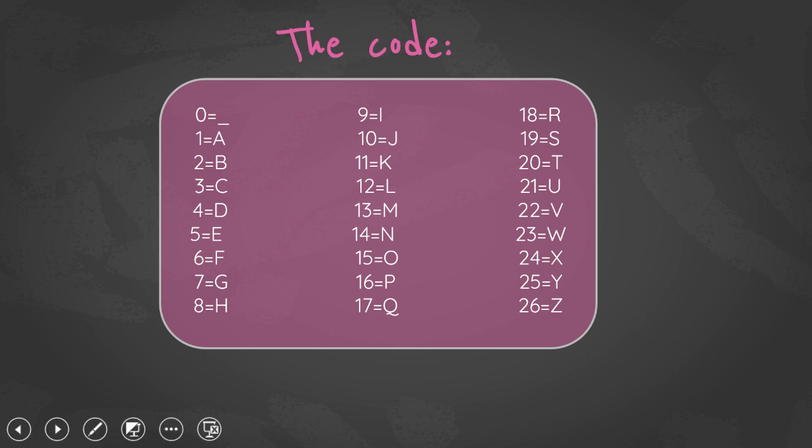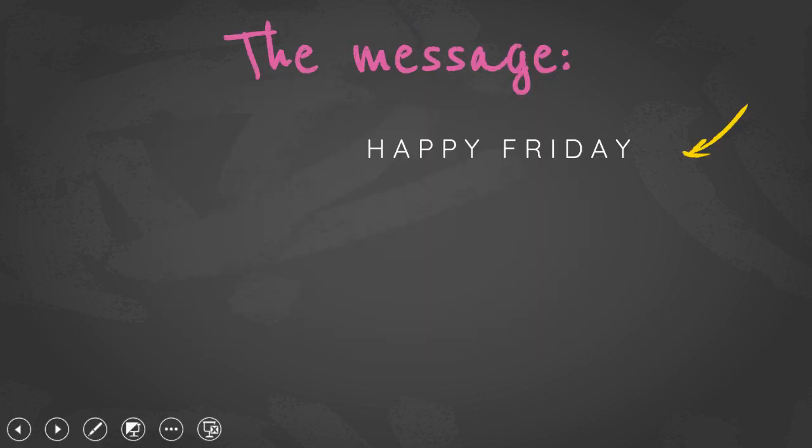So here's your code that you're going to use, okay? Each letter has a number value and space is 0. Here's a message. Happy Friday is our message, okay? We are going to start by assigning each letter a number. So we're going to start with H. H is 8.